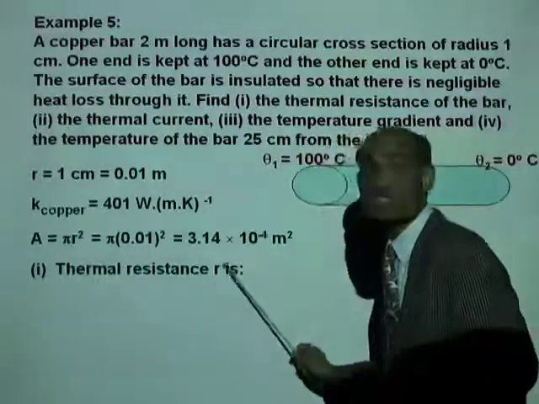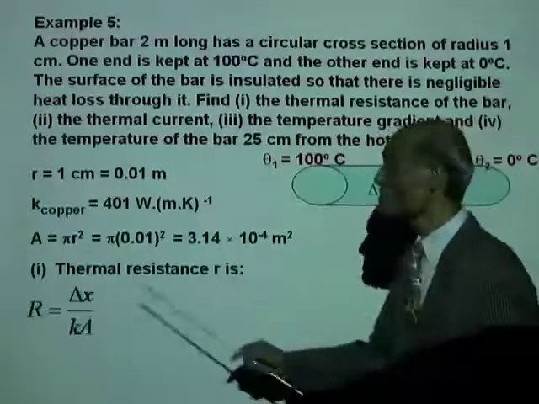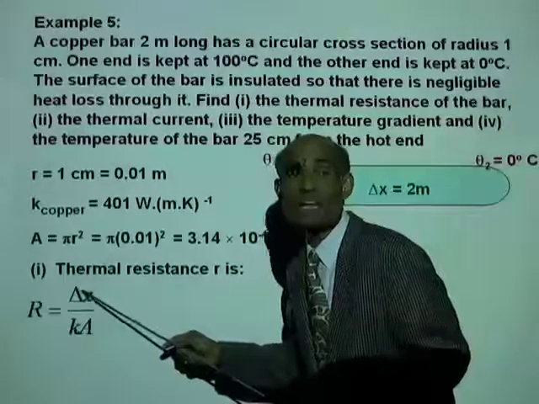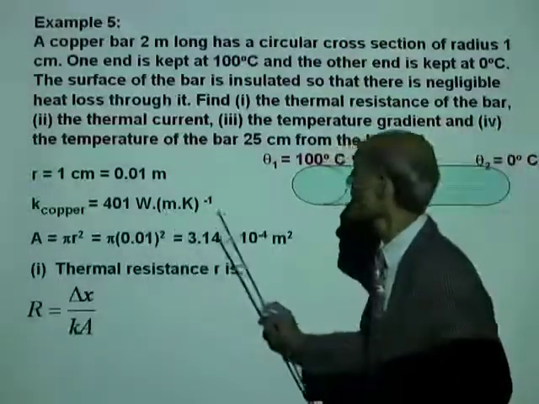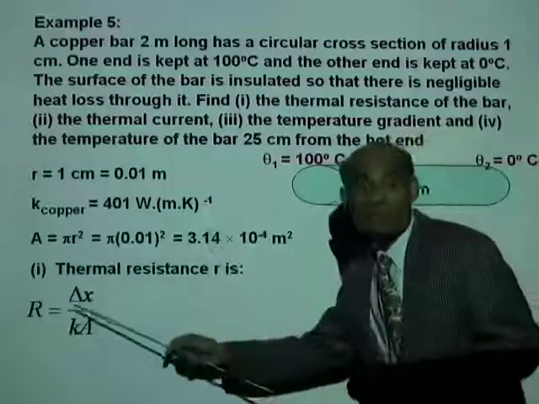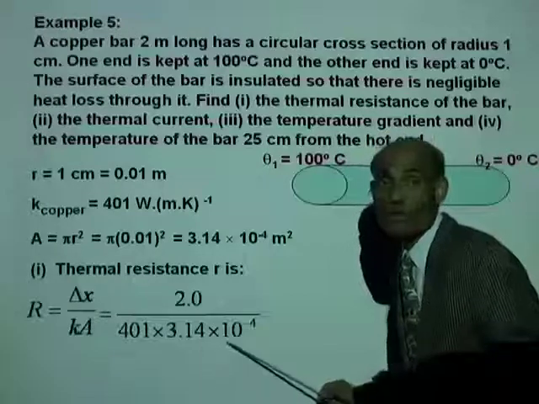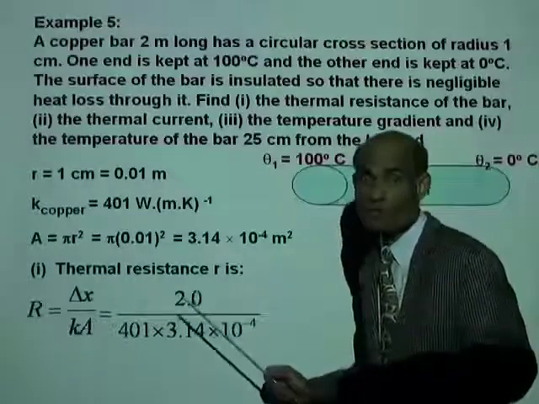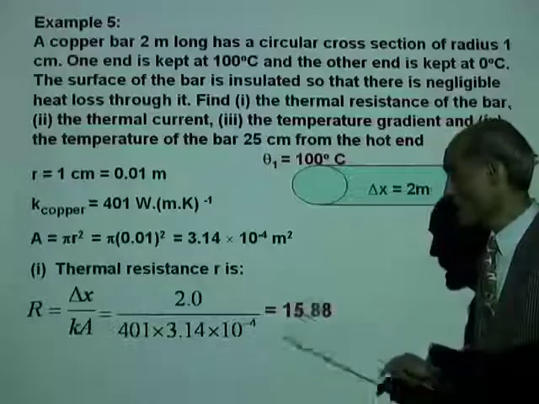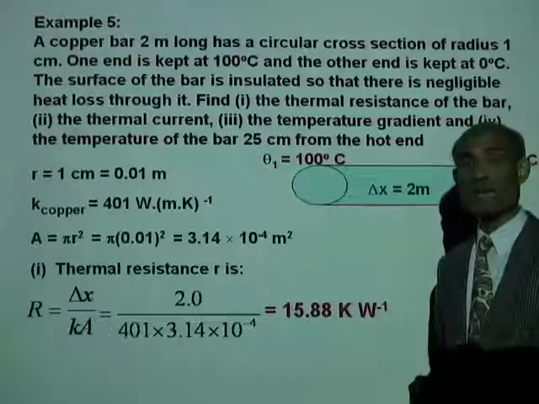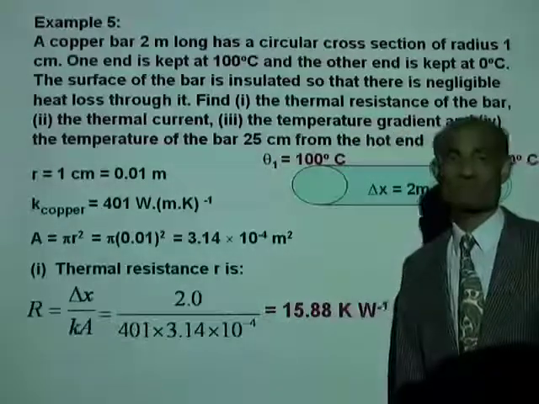What is the thermal resistance R? This must be an uppercase R, not the lowercase r. The thermal resistance is R equals delta X divided by KA. We've got delta X, we've got K, and we've got A. Let's place those values there and calculate. Now you need to do all these calculations on your own. Always remember to keep a calculator, paper and pencil with you when you listen to the lecture. Alright, I got that value as 15.88 Kelvin per watt, and that is the thermal resistance.